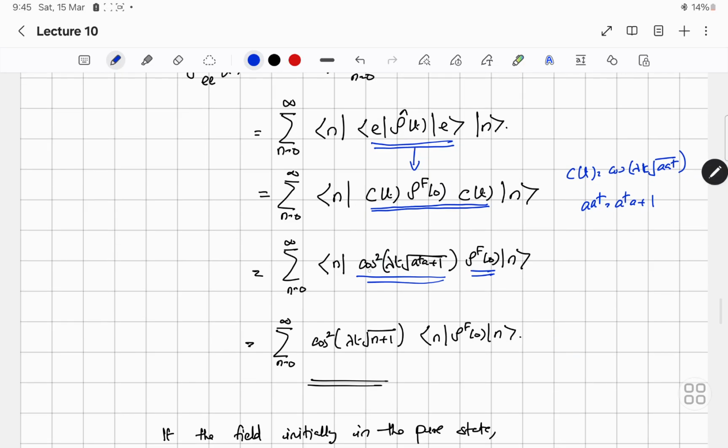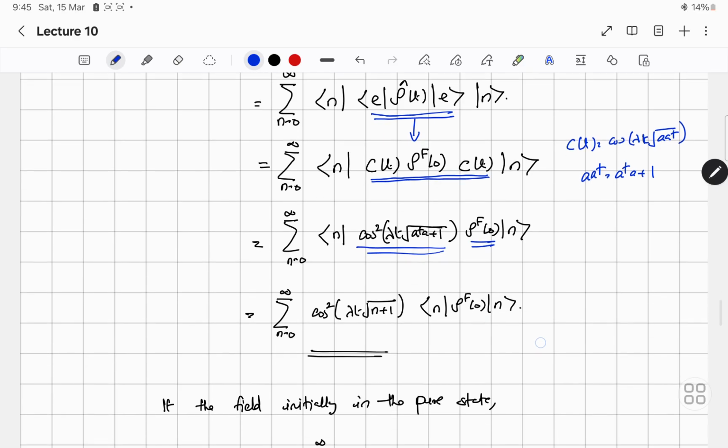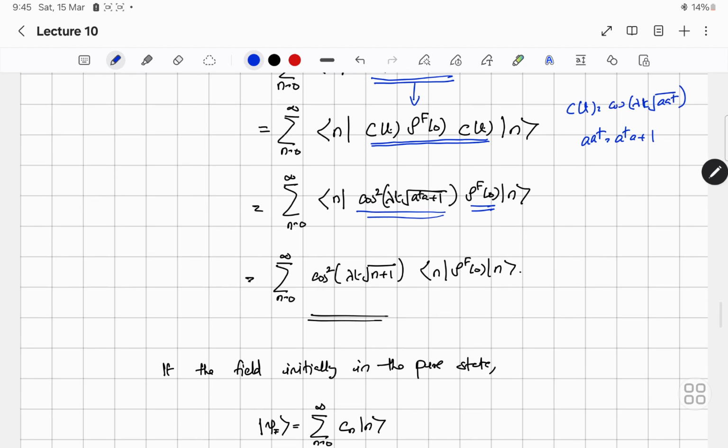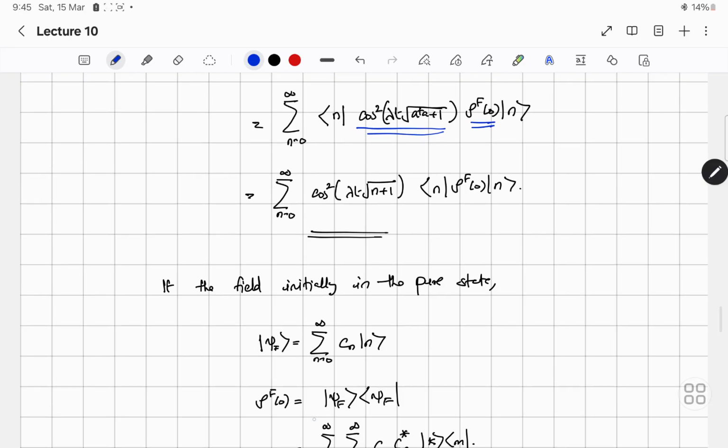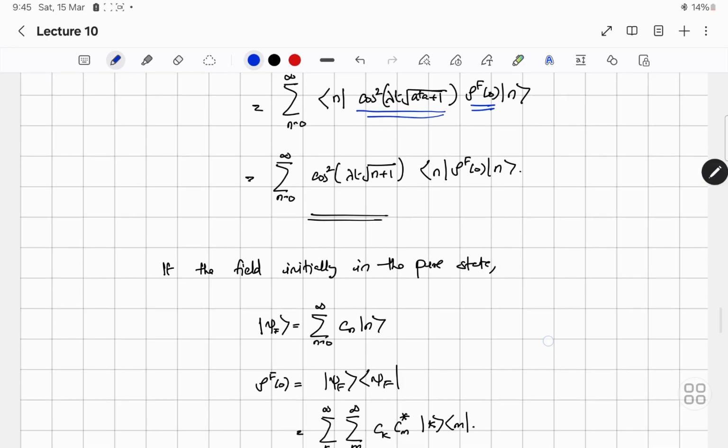Okay, now cos square lambda t square root of a dagger a acting on |n> would give cos square lambda t square root of n plus 1, and we'll have left with an inner product <n|rho_f(0)|n>. So if the field is initially in the pure state, suppose the field |psi_f> is sum over n equal to 0, C_n |n>, then rho_f(0) is the outer product of |psi_f>.